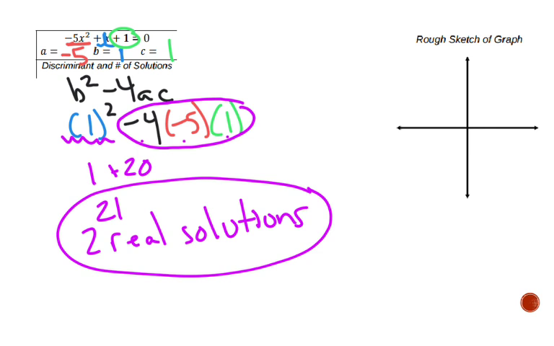So now as far as the sketch goes, the graph, that means that your graph is going to cross the x-axis 2 different times. Well, our a value up here is negative though, so that means it's going to be flipped upside down. And since we have two real solutions, we're just going to cross the x-axis 2 times. Now, I don't know if that's where it is. That just kind of gives us an idea that it's going to be flipped upside down and it's going to cross twice.